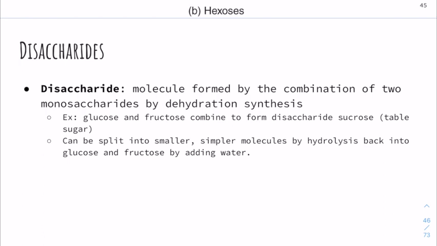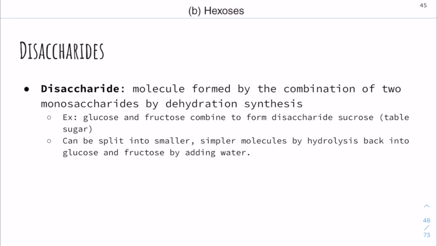It's like when you dissolve sugar in water, we are breaking those bonds that brought together glucose and fructose to make that disaccharide sucrose, table sugar. We're breaking it back down to glucose and fructose with just adding water.